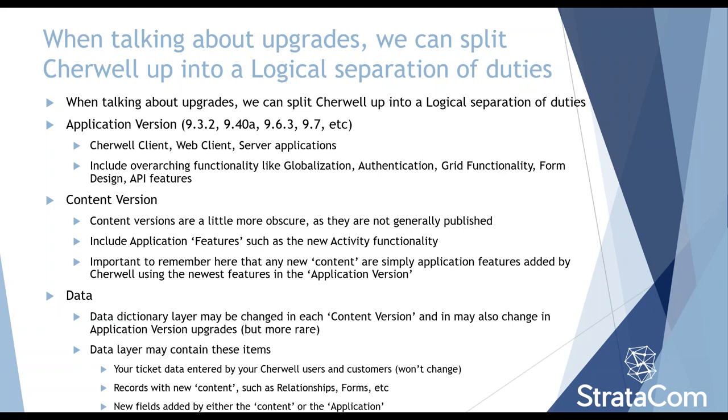Typically in application version upgrades, say 9.7, you're getting new Trebuchet table functionality, but it's things that you as a developer don't really see. You never see those new fields in an object, or rarely. So this is one of the things: when a new version of Cherwell comes out and you upgrade, if they add fields to, say, journal or incident, you don't get those. And we'll talk about that a little later. So the data layer also contains the ticket data, records with new content, such as relationships, forms, etc., and new fields added by you. Like I said, usually new fields are going to come from content in the objects that you see in the Orange pill. There may also be some new fields behind the scenes in Trebuchet. Those are generally added by application, so like your 9.7 upgrade.